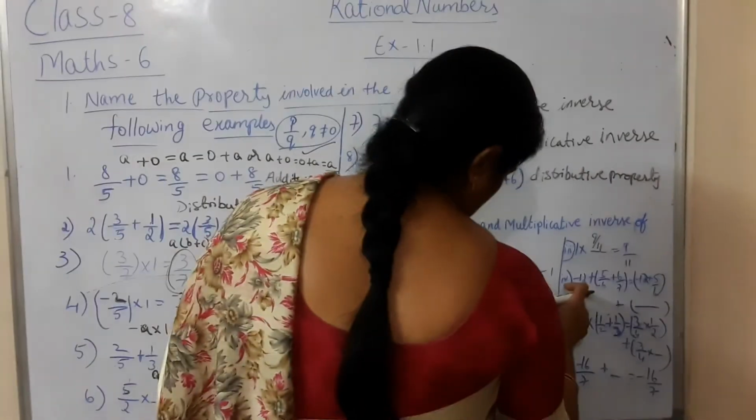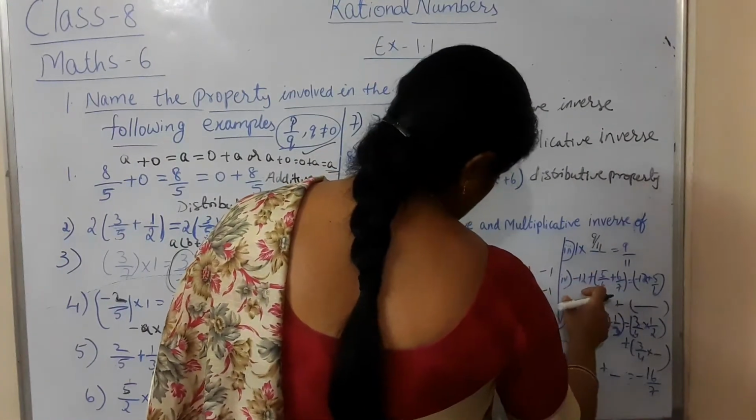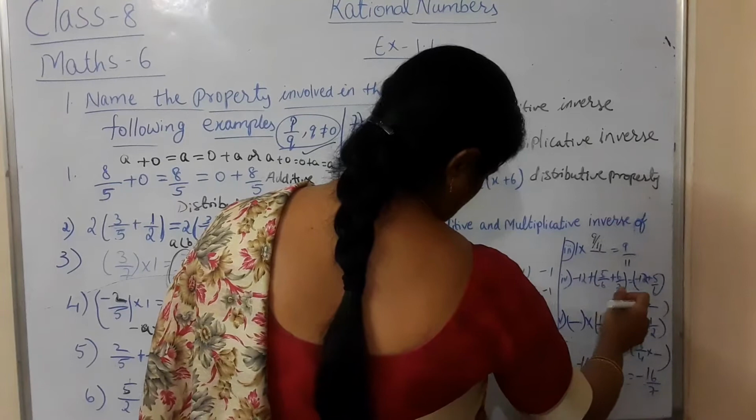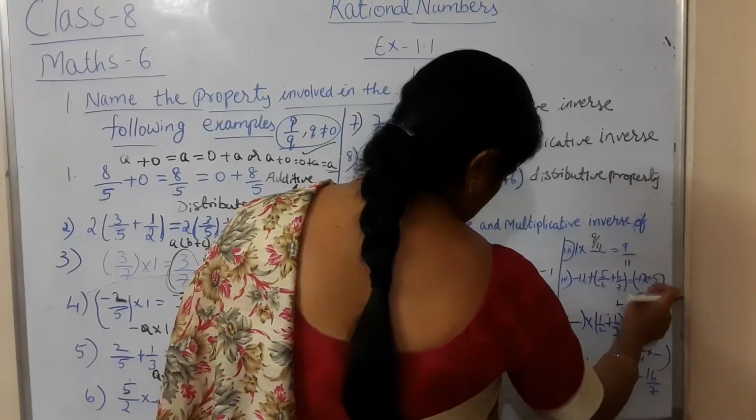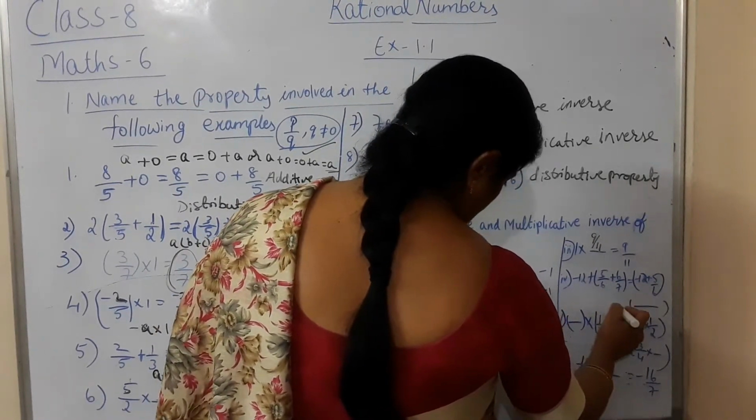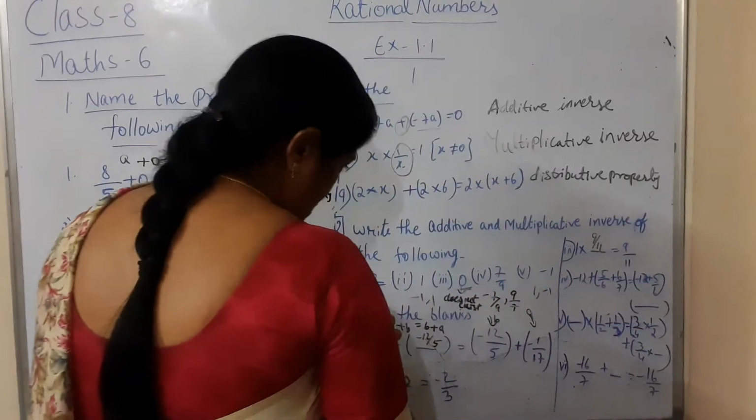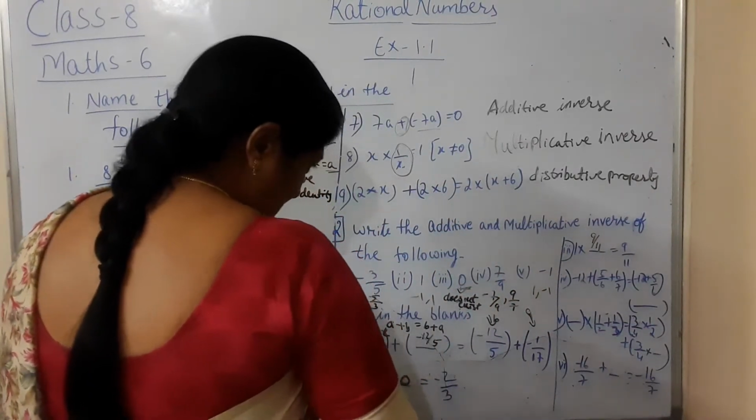Now come to this one. Minus 12 plus 5 by 6 plus 6 by 7 is equal to minus 12 plus 5 by 6 plus. So you have over here plus. So what do you write in the blank?